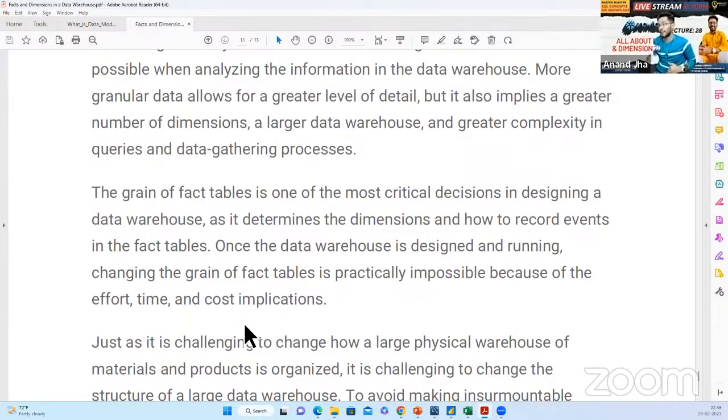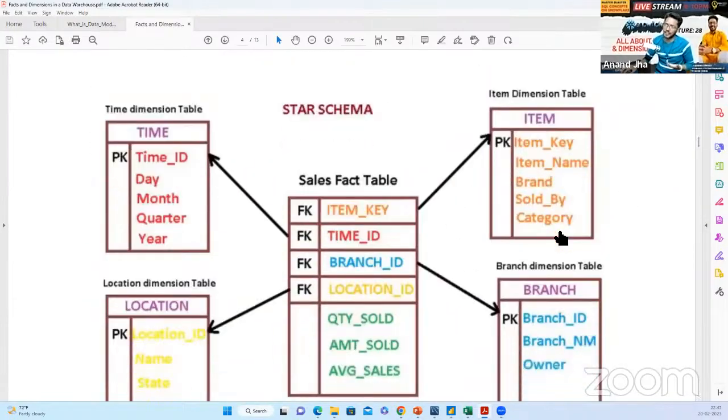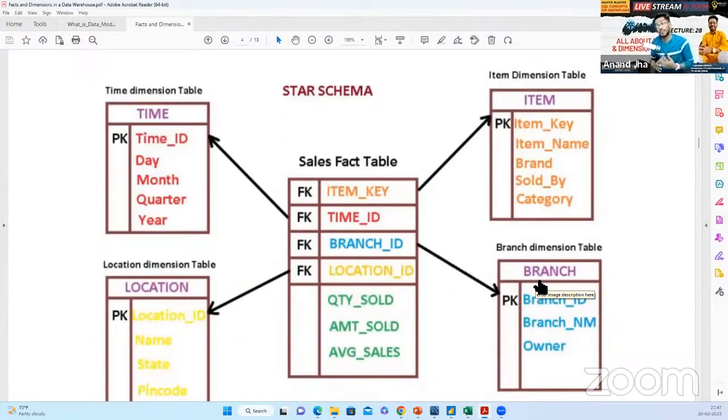So fact tables are the tables which hold the real transactional data, and the dimension tables are nothing but your static data, your customer name, dimension attributes, or anything, right? So this was the most important concept which will be asked in interviews. So make sure you are aware of this.